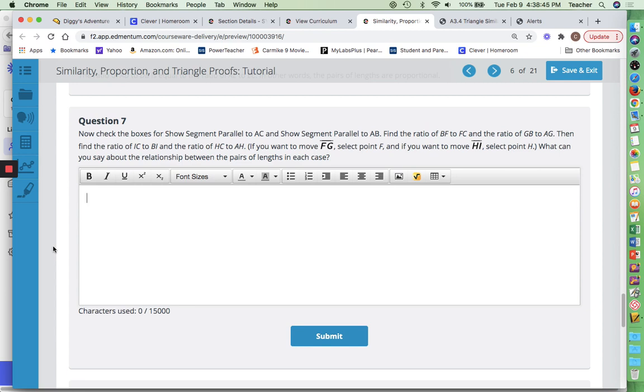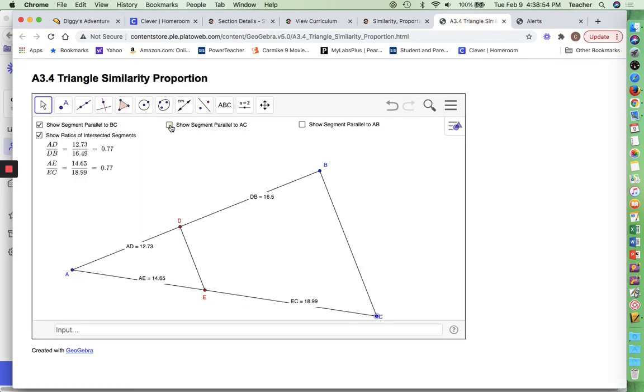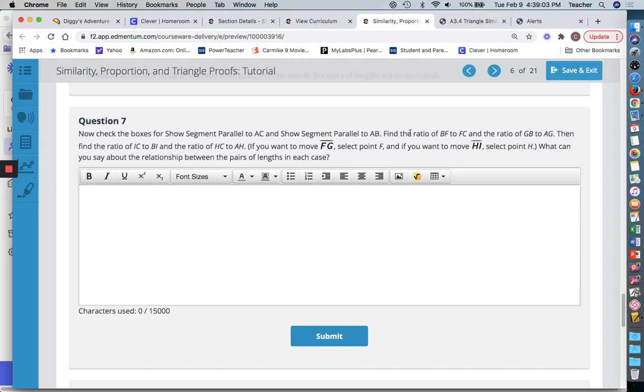All right, question 7. Now check the boxes for show segment parallel to AC and show segment parallel to AB. That's an interesting looking figure. Find the ratio of BF to FC and the ratio of GB to AG. Then find the ratio of IC to BI, and HC to AH. What do you say about the relationship? Oh, good grief, people. They're going to remain proportional. All right, but I'll do it.